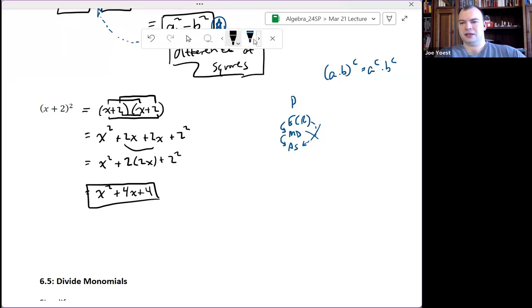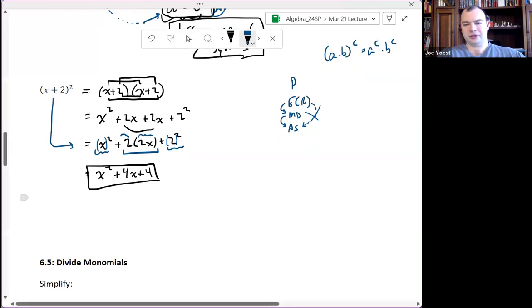But the reason that I wrote that intermediate step was this pattern where we see a square and another square, and then a cross term, as we sometimes call it, a middle term, that's 2 times something, and that something is the thing being squared times the other thing being squared. This is the general pattern that we see from a perfect square binomial.